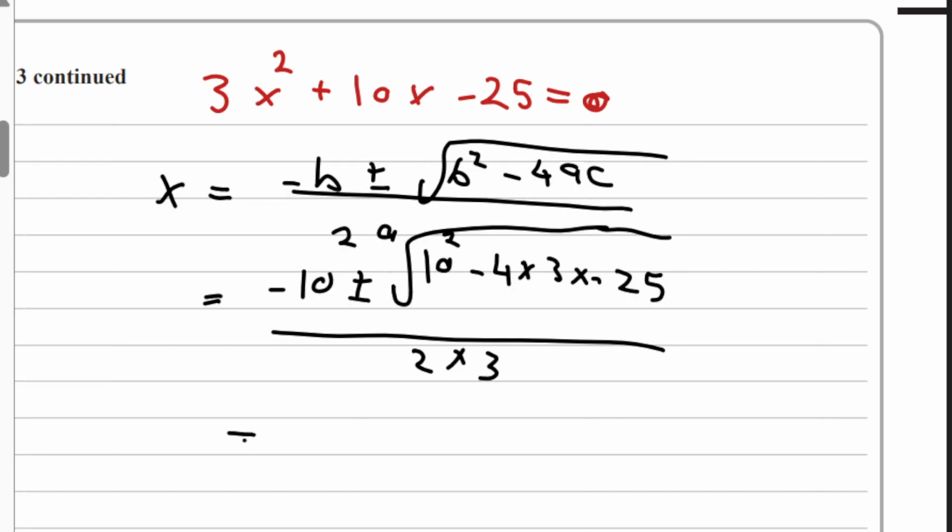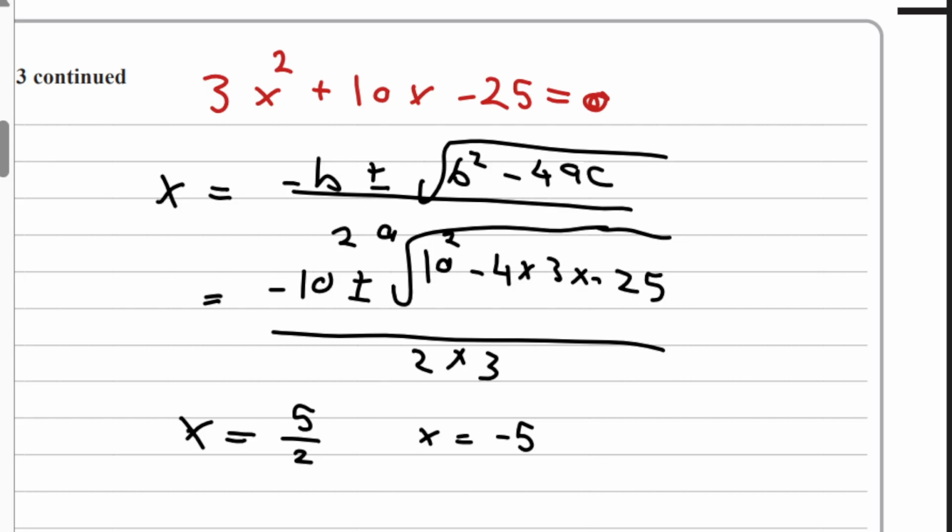Once you get to this point, it's up to you. You can finish it, or you can just use your calculator and find the values of x. And that's enough because you showed your working and then you just found the values of x. I'll just put it in the calculator. So 3, 10, negative 25. So I got two values. I got x equal 5 over 3 and I got x equal negative 5.